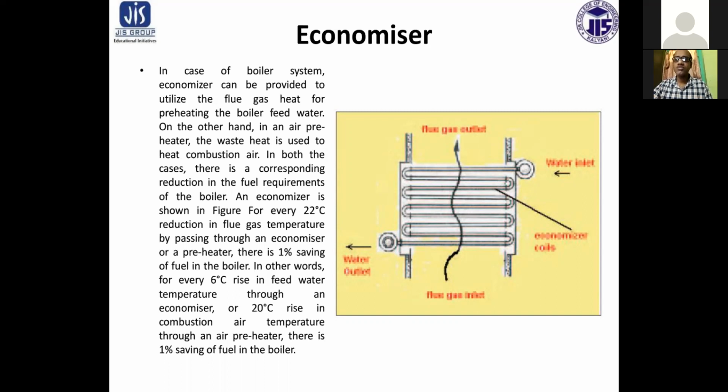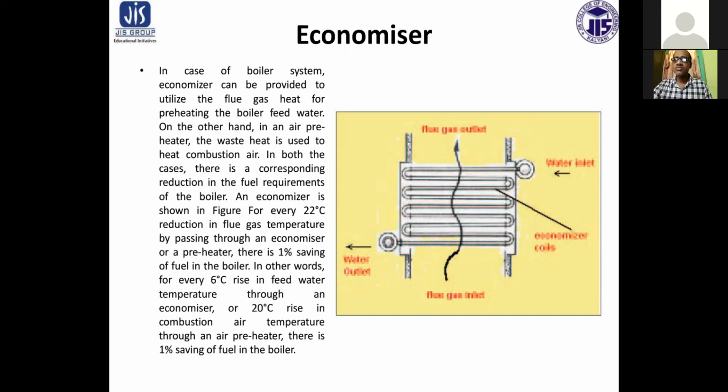and it is placed in the path of the flue gas, where by convection or conduction it absorbs the latent heat, the energy of the flue gas, and raises the temperature of the feed water.